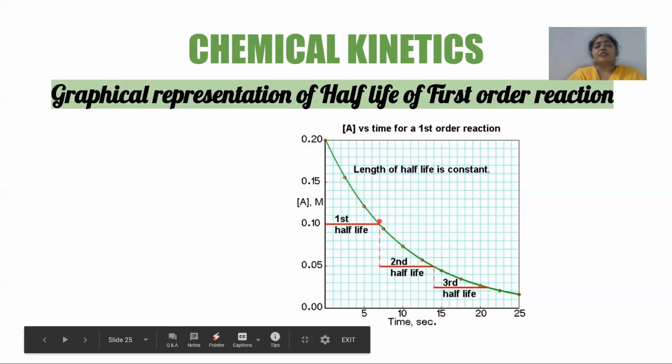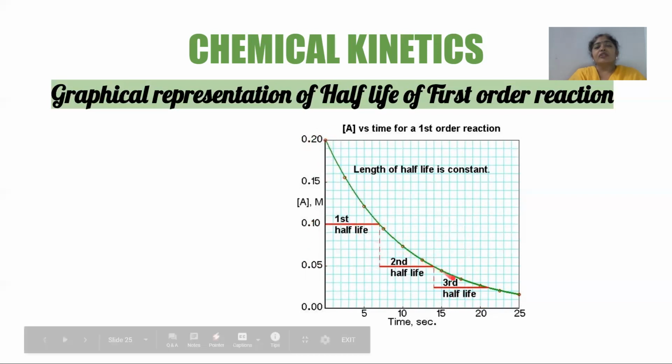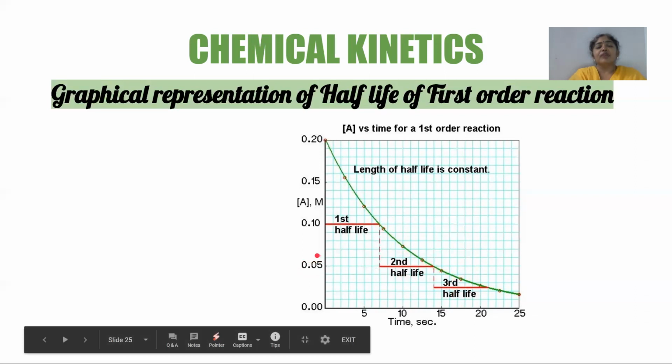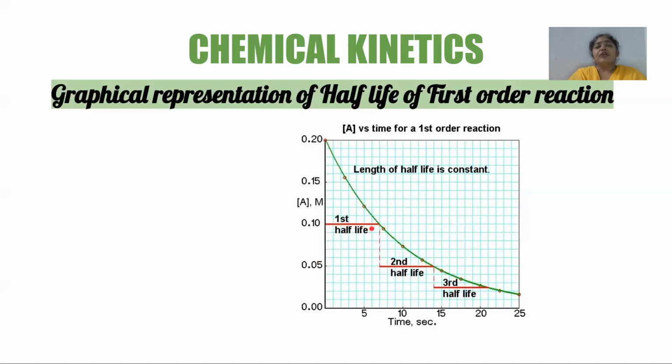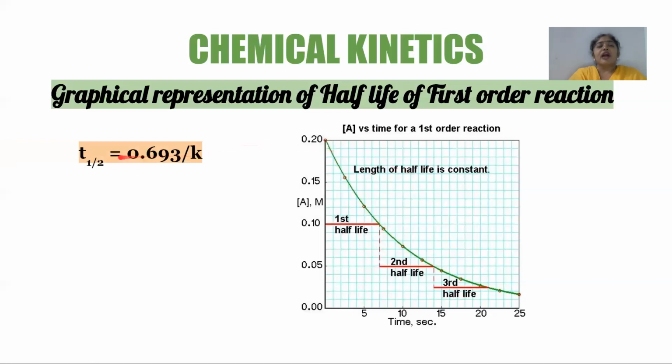So as you can see here, irrespective of what the original concentration is, for the first half-life, the original concentration was 0.20 molar. For the second half-life, the original concentration was 0.10 molar. For the third half-life, the original concentration was 0.05 molar. But irrespective of what the original concentration of the reactant is, the half-life remains the same. Okay, each time the half-life is 7 seconds. That means the length of the half-life is constant. And this we can understand from this expression that half-life for a first order reaction is 0.693 upon K. That means it is independent of the original concentration of the reactant.